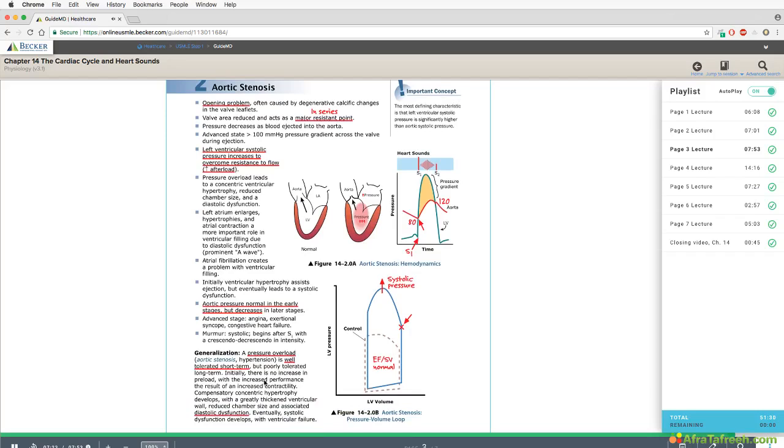The ventricle becomes stiffer. Now, if we go back to the pressure volume loop, this is actually sort of indicated on the loop here. Notice this line is shifted upward. Okay, that's the beginning of a diastolic dysfunction, but it's not emphasized on the figure. Eventually, you will have a systolic dysfunction and the ventricle will fail.